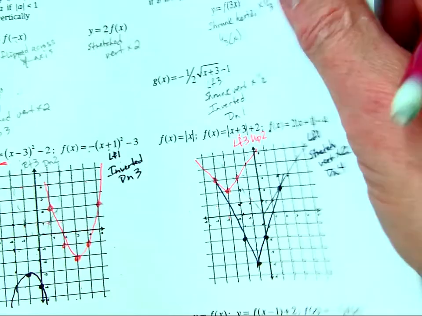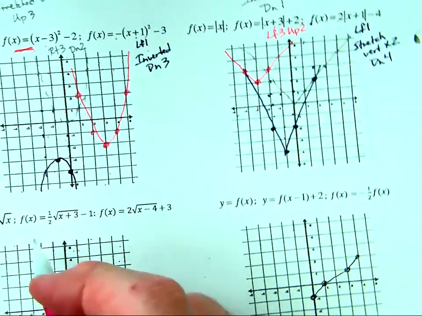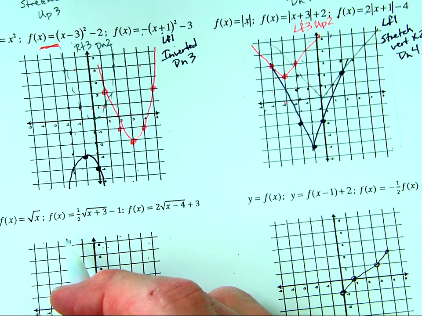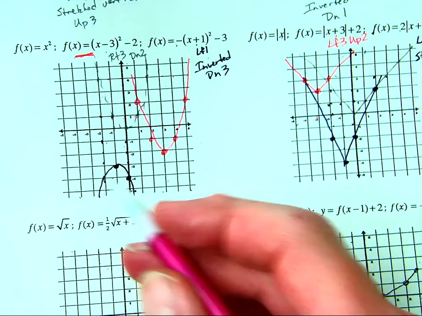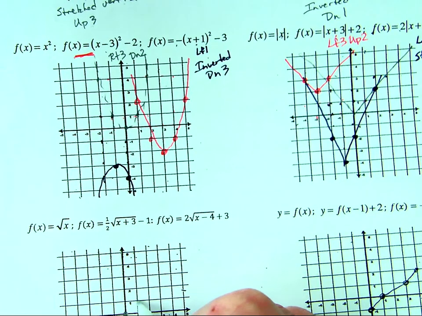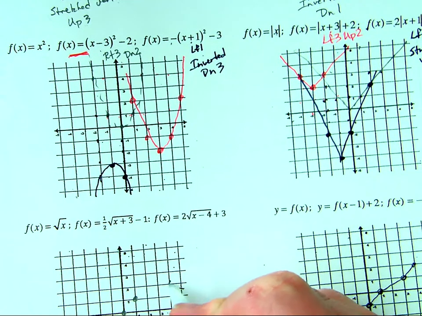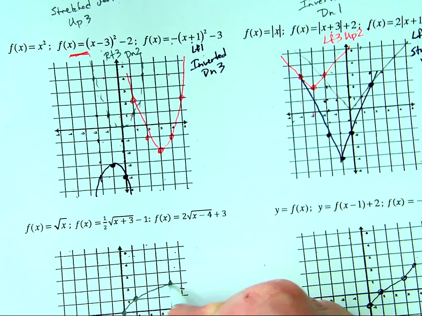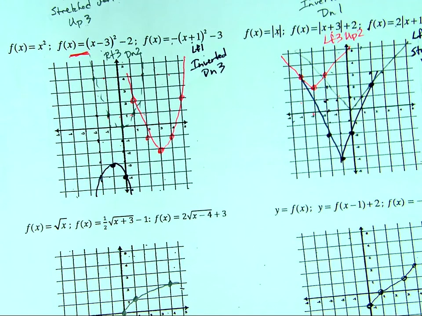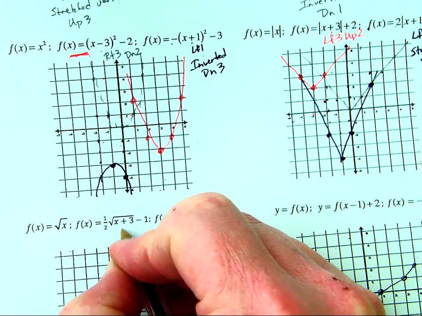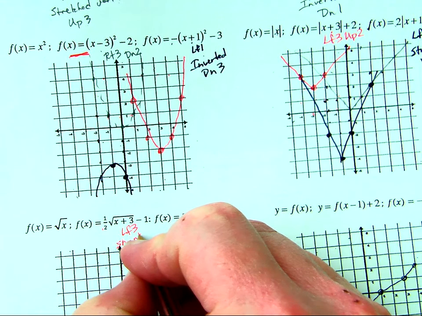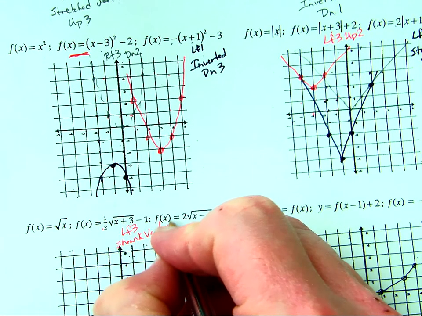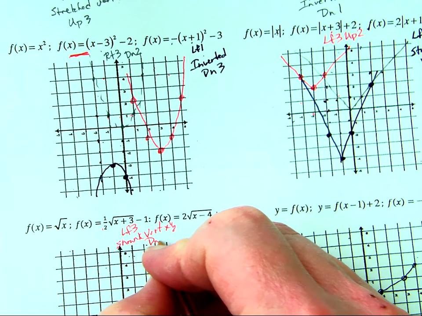Right, this next one is a square root graph. A square root graph, if you plug in some numbers: (0, 0), the square root of 1 is 1, the square root of 4 is 2. So a square root graph looks like that. Let's see, this first one looks like we're going left 3, then we're going to be shrunk vertically by a half, and then down 1.